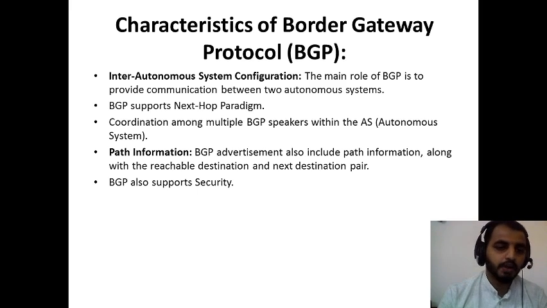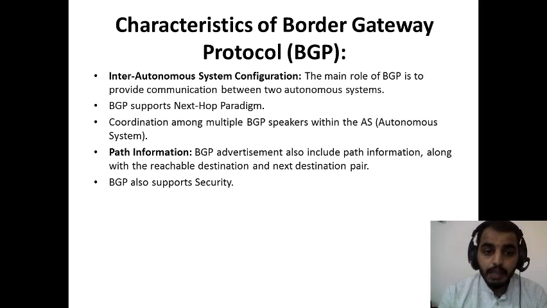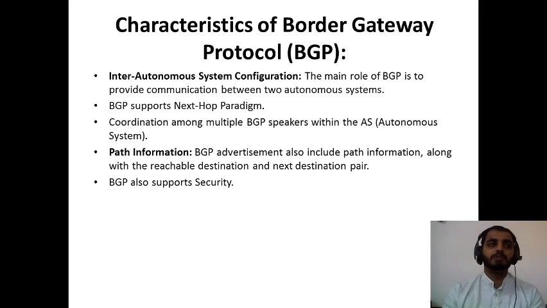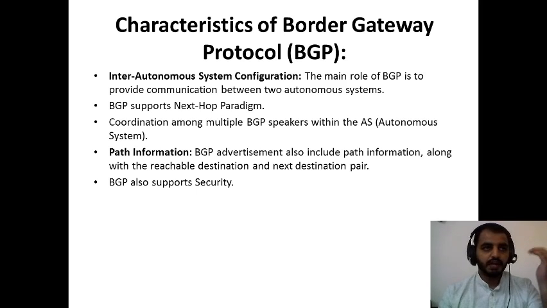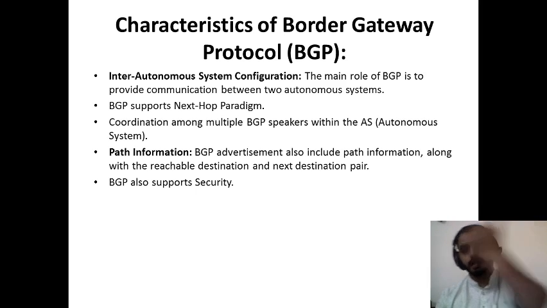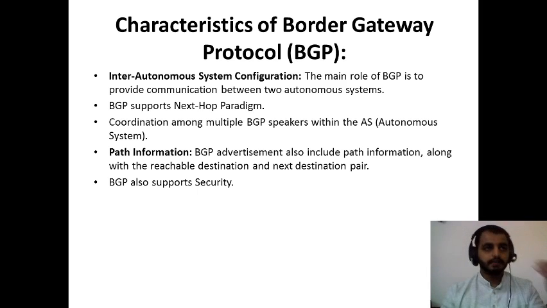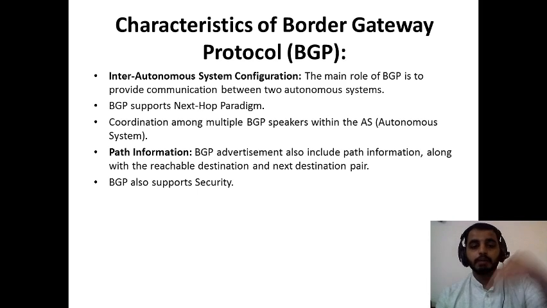Now what is the second point? It says BGP supports the next-hop paradigm, coordination among multiple BGP speakers within the AS, or autonomous systems. Now the next one is the path information. In the sense, if a border gateway protocol is transferring information to another autonomous system, then the protocol will remember the path.